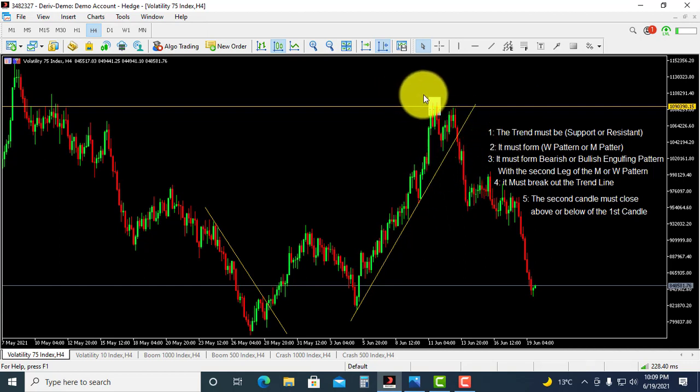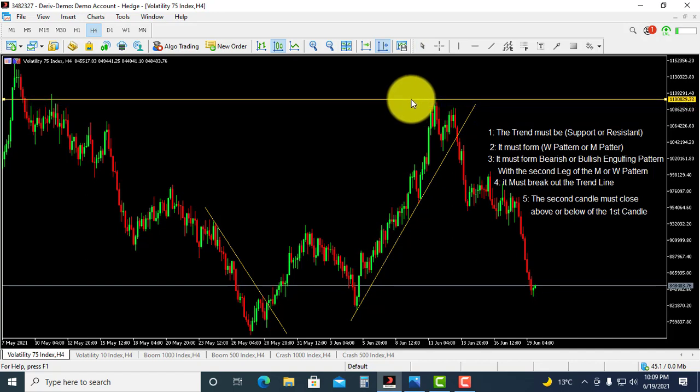And then the question that your mind is asking is where to put our stop loss. It's very simple, very easy. You just put your stop loss above the double top or below the double bottom. We put it above the M or below the W.